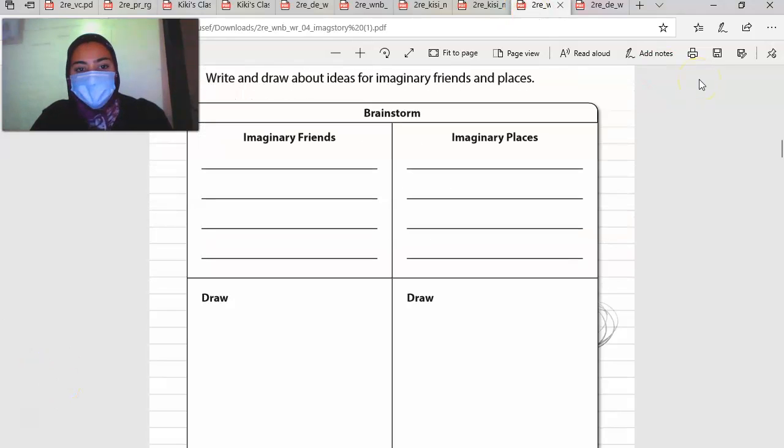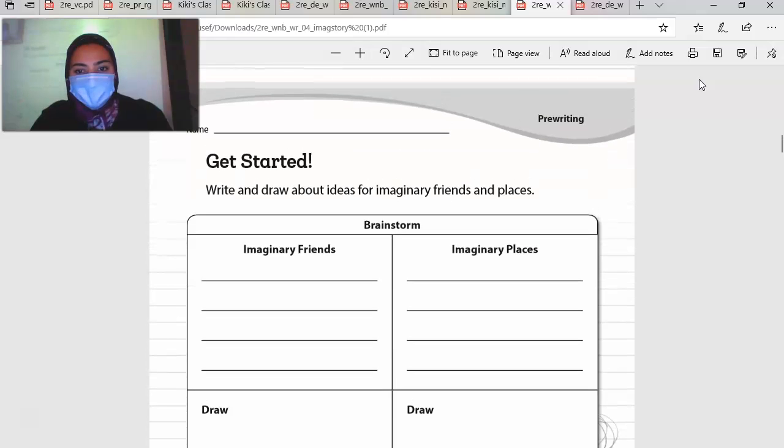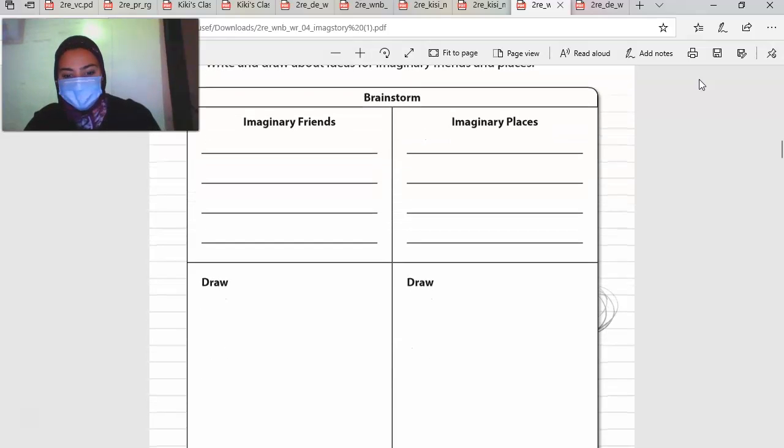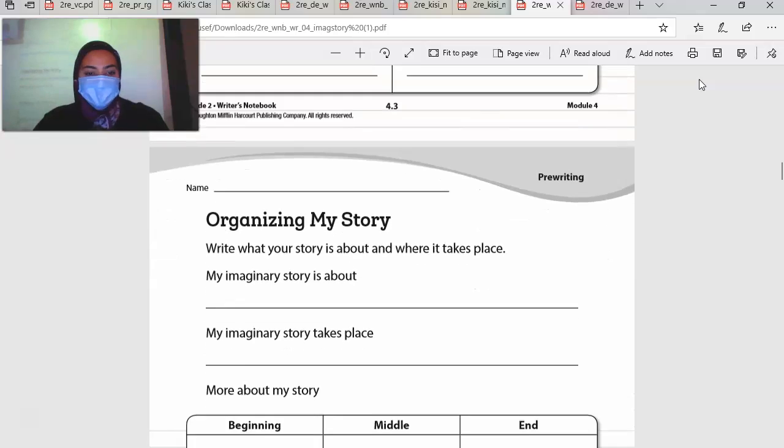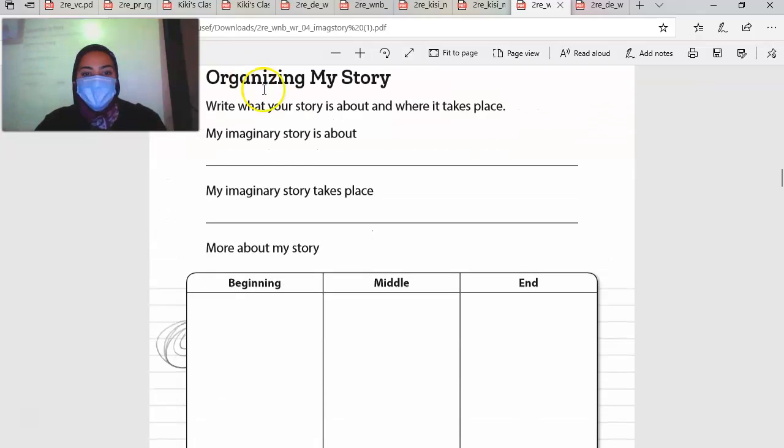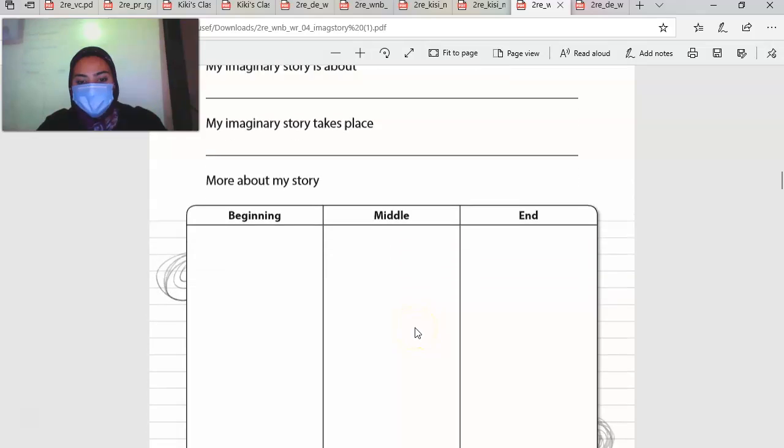So yesterday we did this part, which is getting started and brainstorming our ideas. Today we're organizing our story. You're going to write what your story is about. My imaginary story takes place... And then you're going to write a beginning, middle, and end to your story.